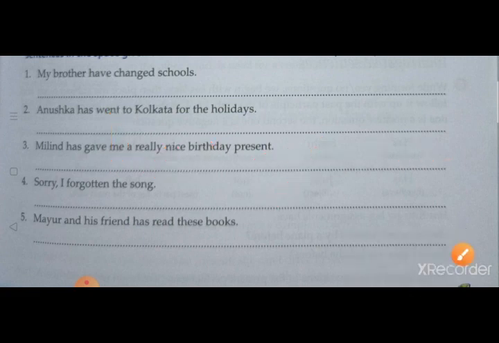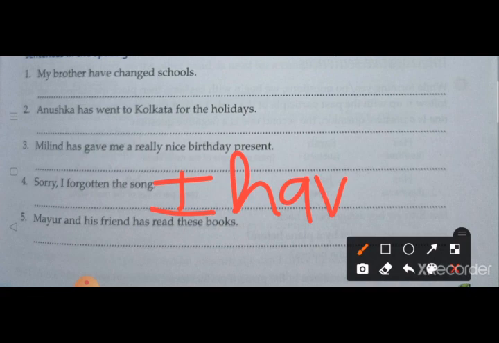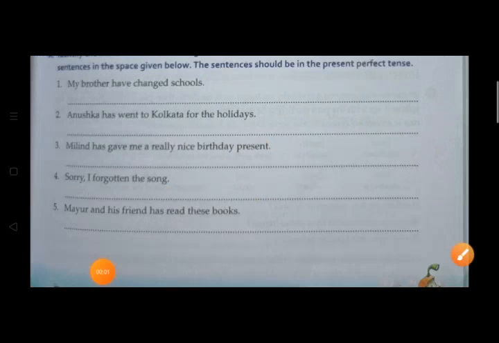Let's see next one. Sorry, I forgotten the song. Yes, here students, when we are making present perfect tense, they haven't used one most important thing, that is has or have. And along with I, we are going to use have. I have forgotten. Forgotten is the V3, that is past participle, so that is right. So हम लिखेंगे यहाँ पे I have forgotten.